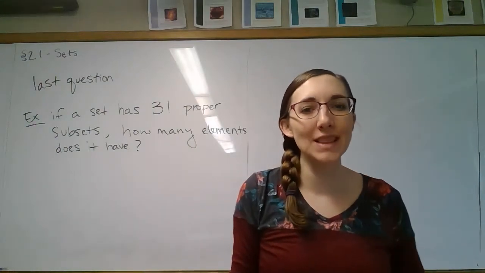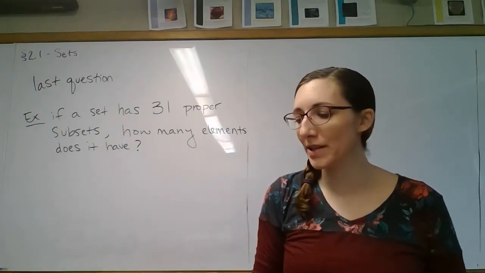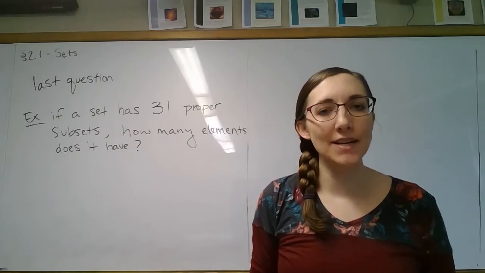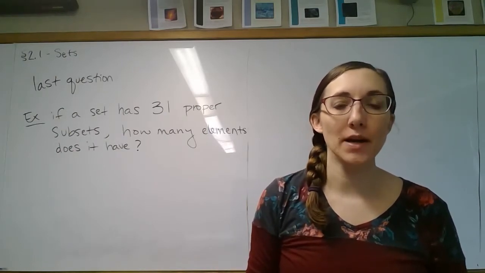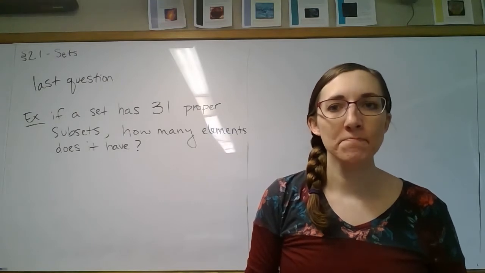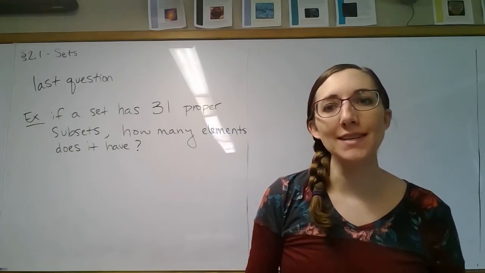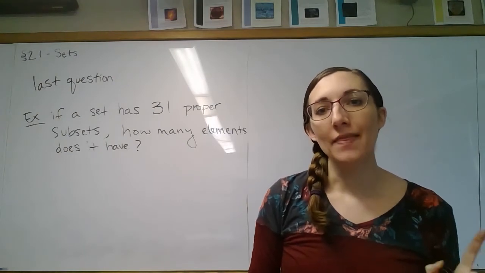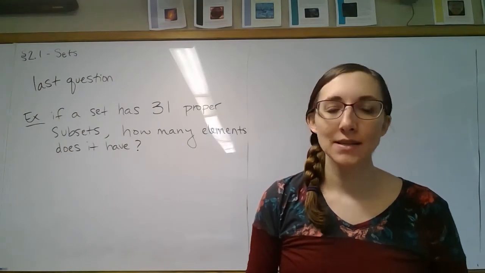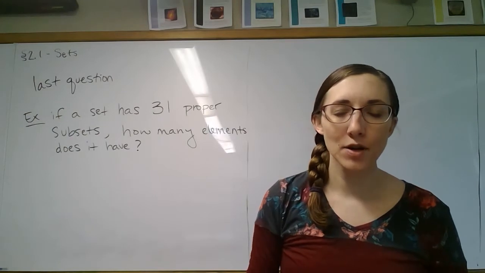All right, we've got one last question for section 2.1. It's kind of a fun challenge question. It's going to make us think backwards a little bit about subsets. So the question is, if a set has 31 proper subsets, then how many elements does that set have?